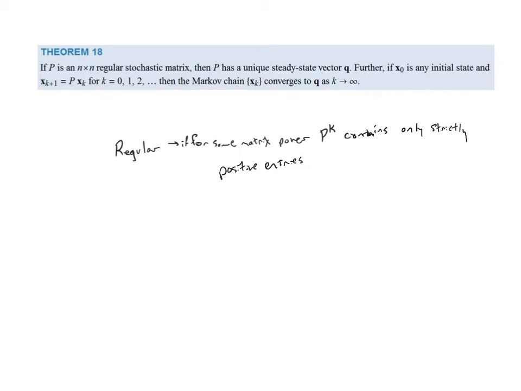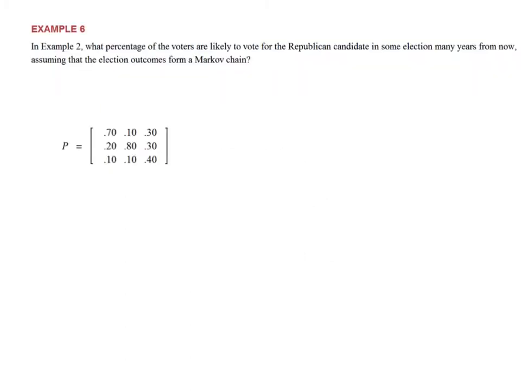So like our matrix in the earlier example that had a 0 in the bottom middle, that is not a strictly positive entry. However, P squared for that matrix was 0.37, 0.45, 0.18, 0.26, 0.70, 0.04, and 0.33, 0.45, 0.22. So those are only strictly positive entries. So that would be considered a regular stochastic matrix, and we would be guaranteed to have that steady state vector Q exist.